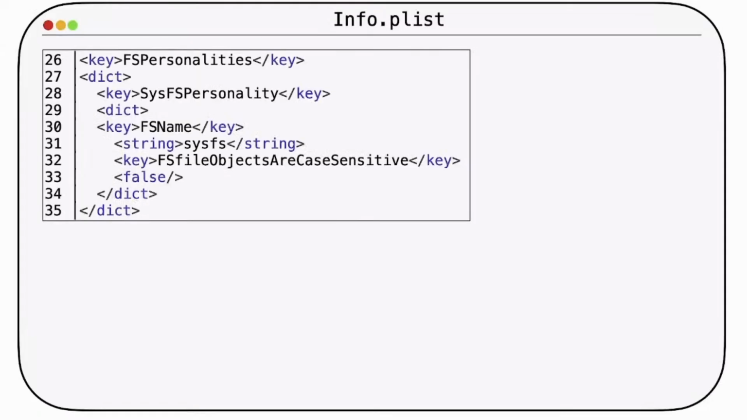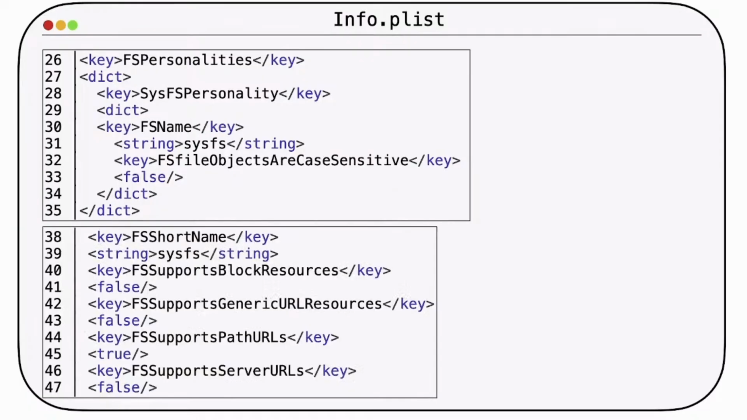Let's look at that Info.plist a little bit closer. We need to give it a name and give it some capabilities. Here, I'm setting the objects are case sensitive to false. And I mentioned the block resources, or the resource types. So here are all the four.